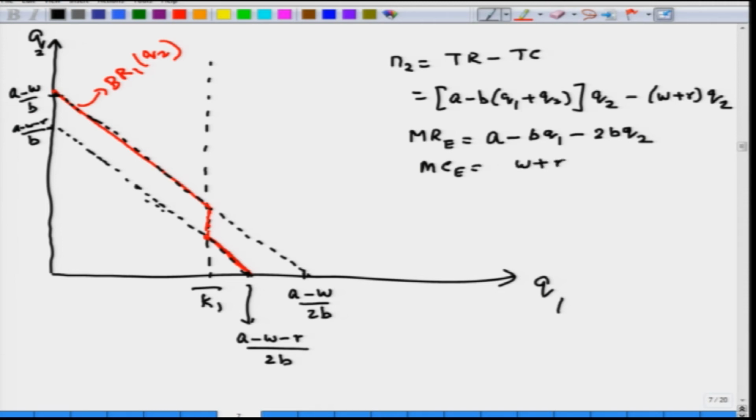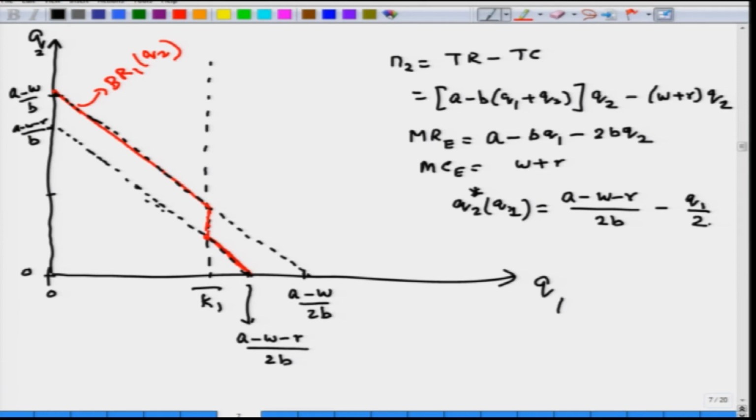So, firm 2's best response function, or the entrant's best response function, Q2 as a function of Q1, is essentially, if I set the marginal revenue equal to the marginal cost, (A - W - R)/2B minus Q1/2. So, when Q1 is equal to 0, Q2 is going to be (A - W - R)/2B. So, we are going to get a Q2 here, and when Q1 is (A - W - R)/B, Q2 is going to be equal to 0. Okay, so we will graph firm 2's best response function in just a moment, right.